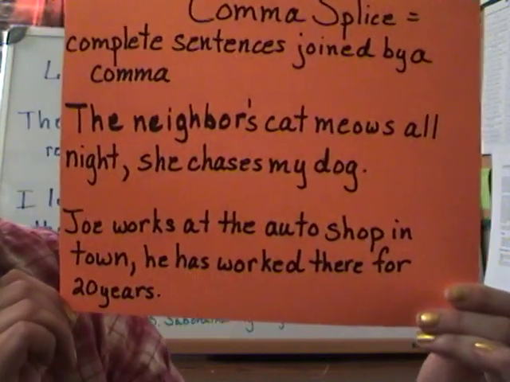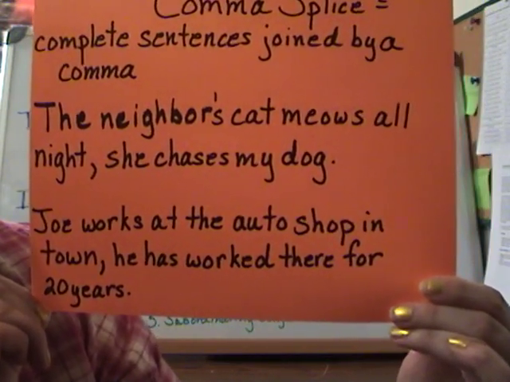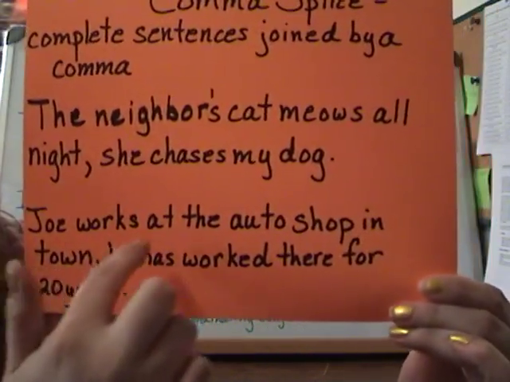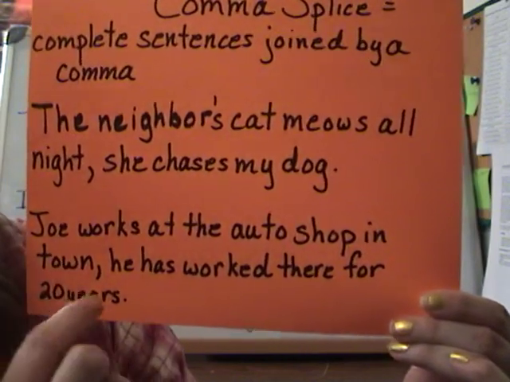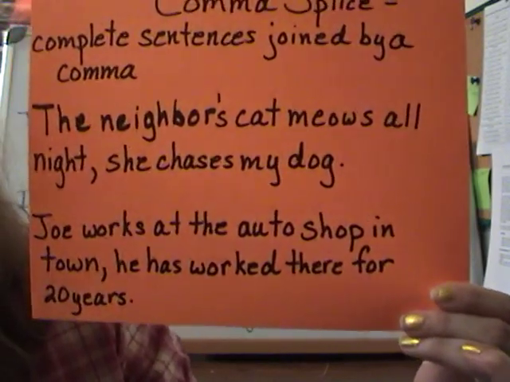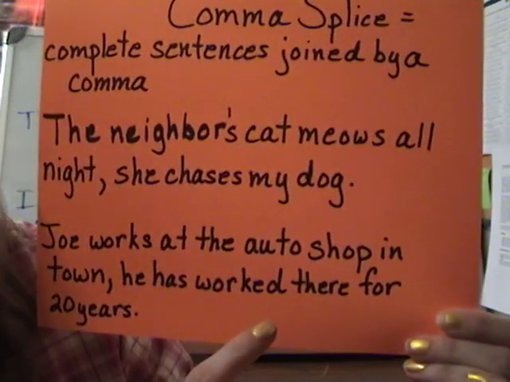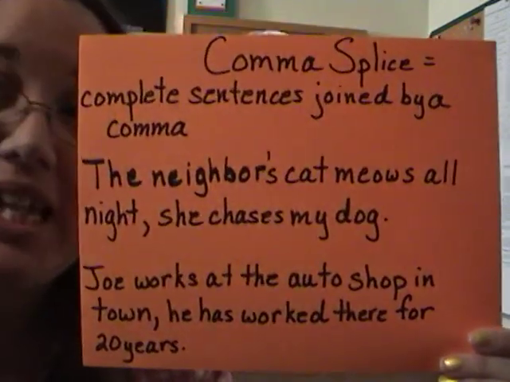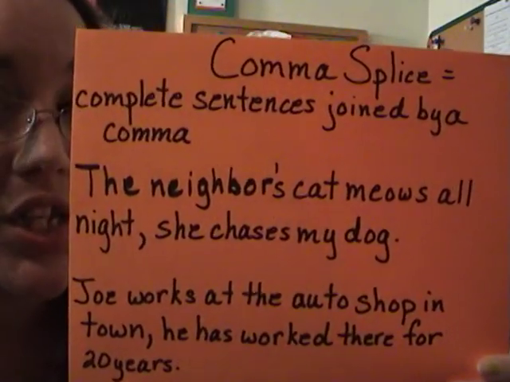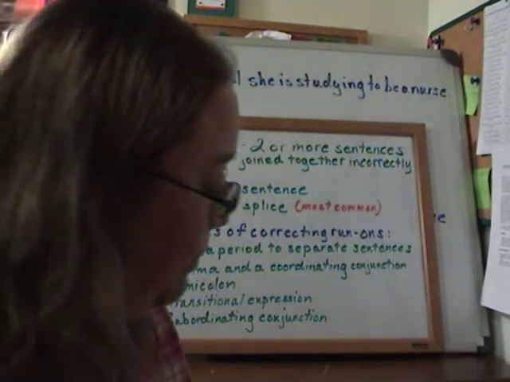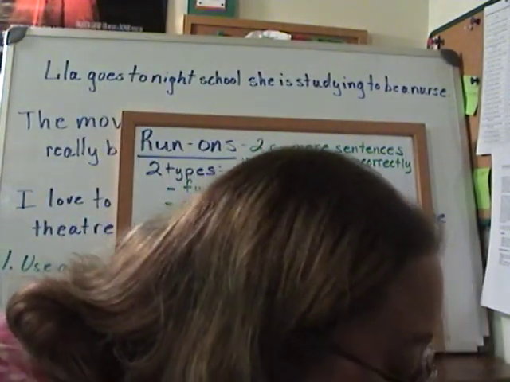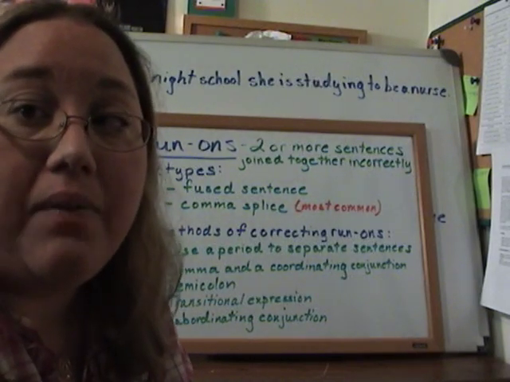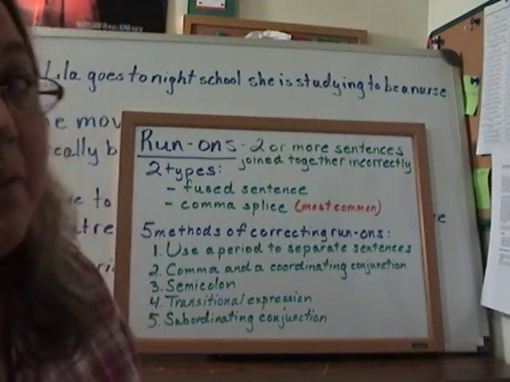This other example, Joe works at the auto shop in town. He has worked there for 20 years. Once again, two complete thoughts. Joe works at the auto shop in town, that's one. He has worked there for 20 years, there's your second. But once again, we have only used a comma to separate those two complete thoughts. And once again, that is a comma splice. Run-on sentences can happen just about at any point in your writing, just as can fragments. But they are just as much of a problem that needs to be revised as fragments are.